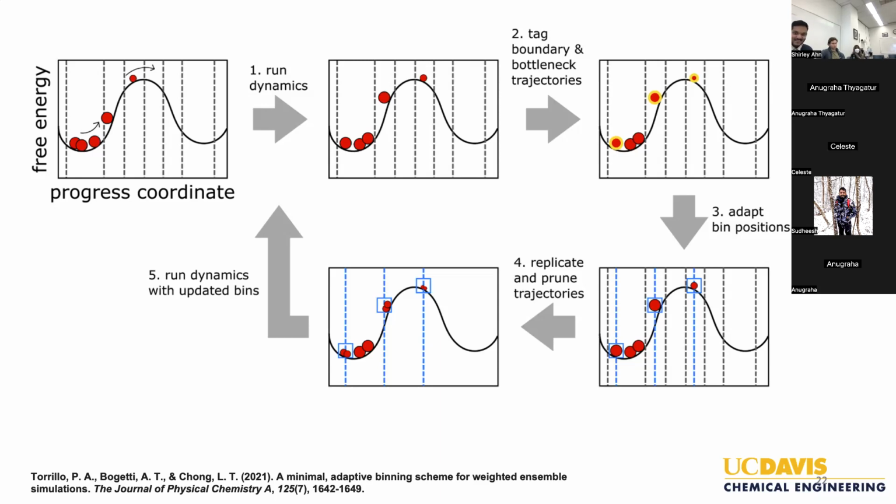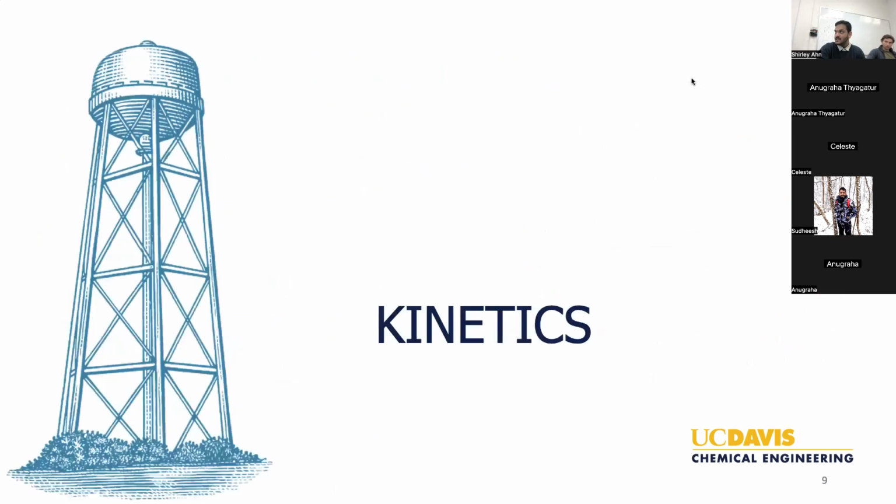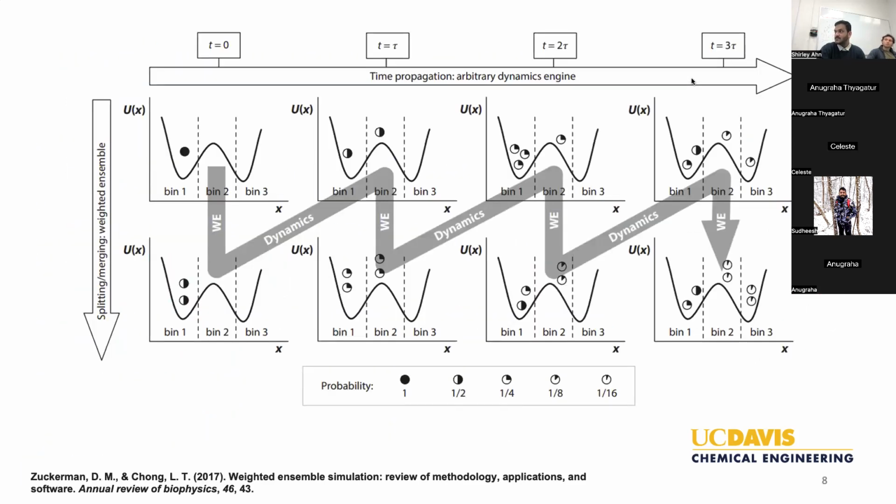What is the other paper that you're presenting? The other paper I was planning on presenting is about the minimal adaptive binning scheme. And the first paper, which I will be presenting, is the review paper written by Professor Zuckerman and Professor Chong about weighted ensemble in general, which covers every aspect, right from introduction to kinetics to applications and possible corrections and future work.